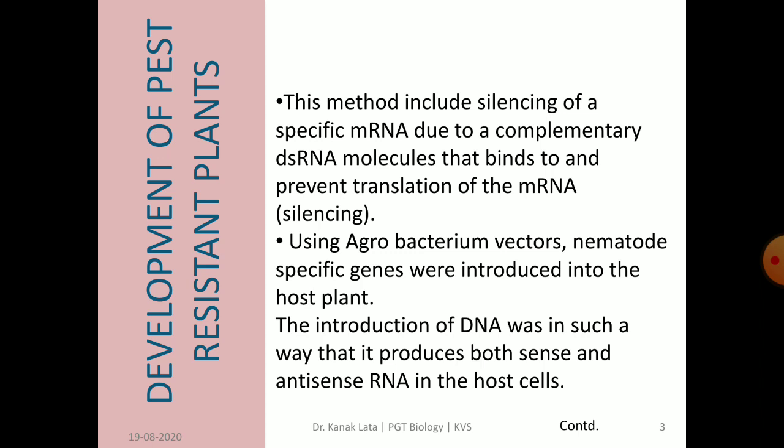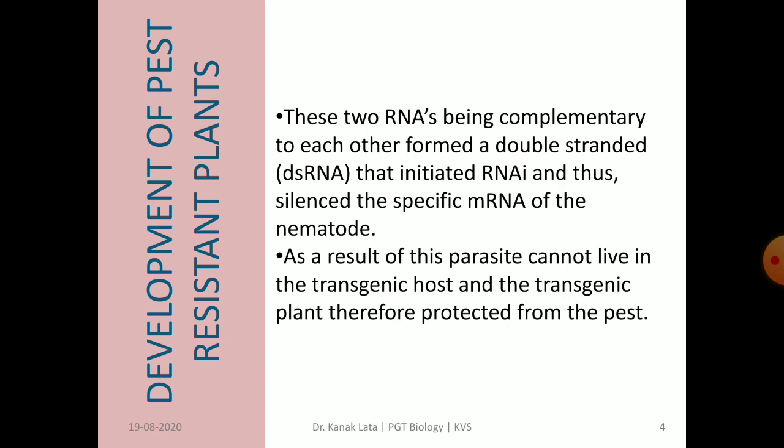The introduction of DNA was in such a way that it produces both sense and antisense RNA in the host cells. These two RNAs, being complementary to each other, formed a double-stranded RNA that initiated RNA interference and thus silenced the specific mRNA of the nematode. As a result of this, the parasite cannot live in the transgenic host and the transgenic plant is therefore protected from the pest.